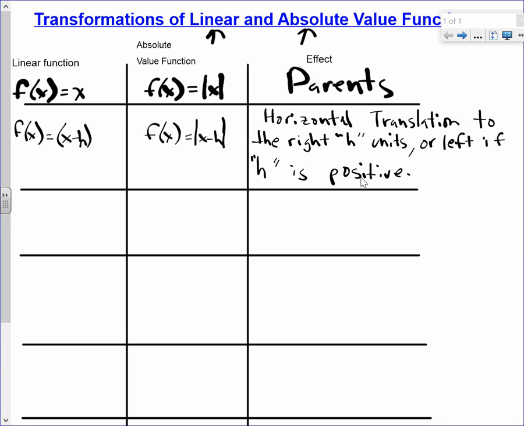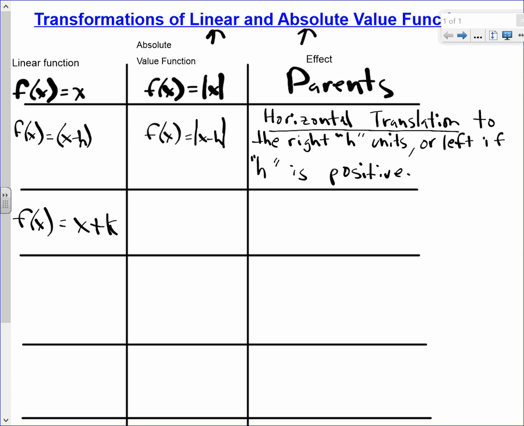So far, so good. So if that h is positive, we're moving to the left, the graph. If the h is negative, as the way you see it, it's going to move to the right, whatever the number is, whatever h is. So that's a horizontal translation, we call it. Next kind of transformation, watch this now. F of x equals x plus k.